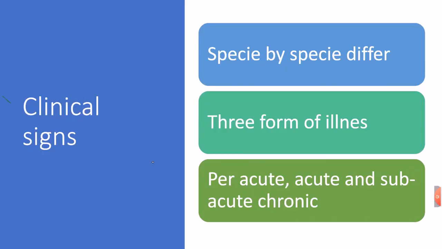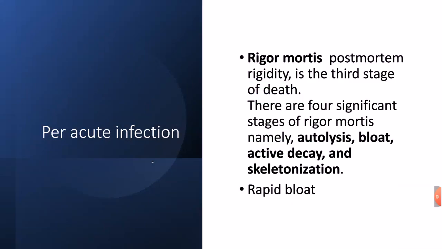If you talk about the clinical signs, they differ from species to species, and there are three forms of illness: peracute, acute, and subacute chronic. In the peracute disease, there are certain symptoms, known as rapid onset. The clinical signs come up very soon. There is no gap between them, and it may cause sudden death of the animal.